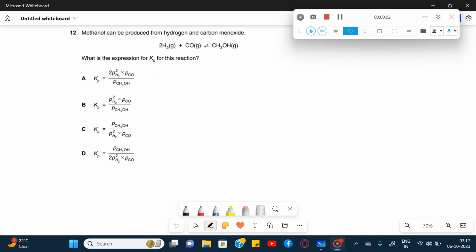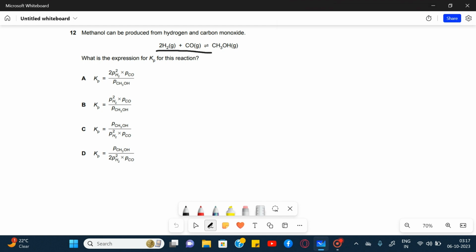Now let's look at question number 12. We have to write the expression for Kp for this reaction. We know that Kp is equal to the partial pressure of products raised to the power of their stoichiometric coefficients, upon the partial pressure of reactants raised to the power of their stoichiometric coefficients. Here the stoichiometric coefficient of the product is 1. 2 is the stoichiometric coefficient for hydrogen and 1 is the stoichiometric coefficient of carbon monoxide. So we'll be using this. So Kp should be equal to the partial pressure of the product, which is what?